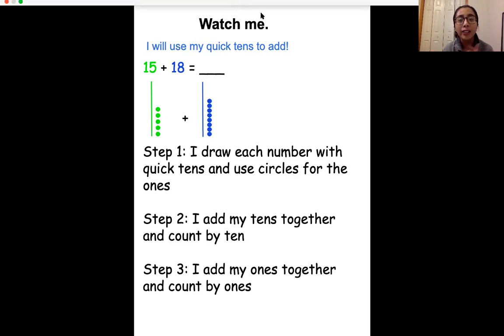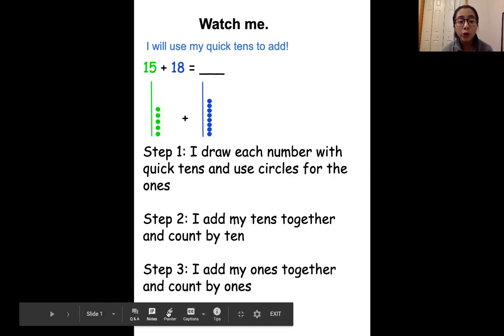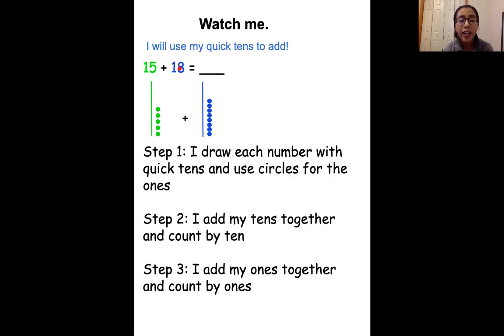So watch me as I show you the first way to use your quick tens to add big numbers together. My number sentence is 15 plus 18. The very first thing I have to do to add these two is draw each number using a quick 10 and then draw circles to represent the ones. For example, with 15, I drew a 10. Remember, it's a quick 10. And then I drew 5 ones. 1, 2, 3, 4, 5. And then I drew 18 with a quick 10, and then 8 ones.